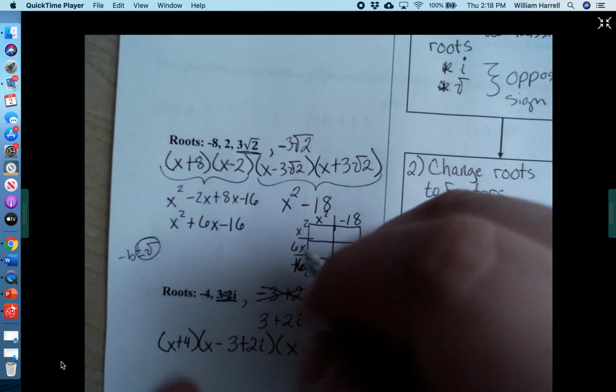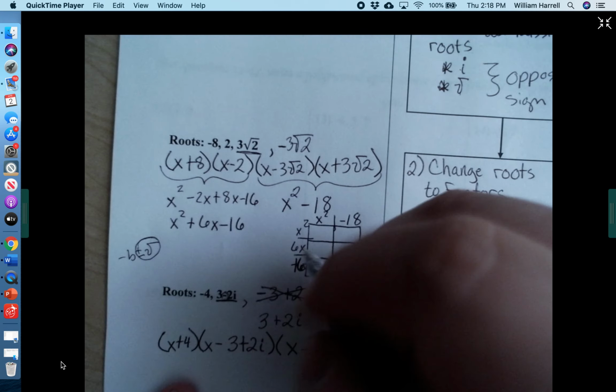Alright, x to the 4th minus 18x squared plus 6x cubed, 18 times 6, 108. It's a negative 108x minus 16x squared, negative 16 times negative 18. It's 288. From here, I combine like terms. Again, highest degree to lowest degree.